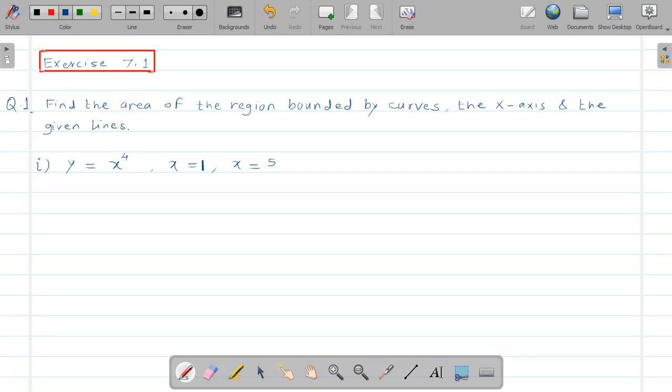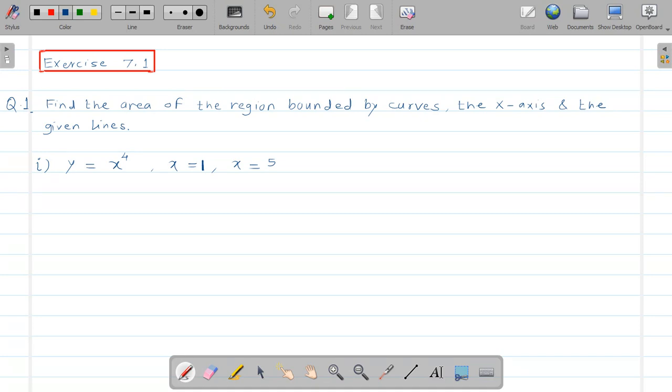Similarly, if the function is given as x is equal to g of y, then it is bounded by the y axis, and we have to evaluate the integration with respect to y. So that concept we studied in the last lecture. Now today we are going to solve exercise number 7.1 related to that concept.